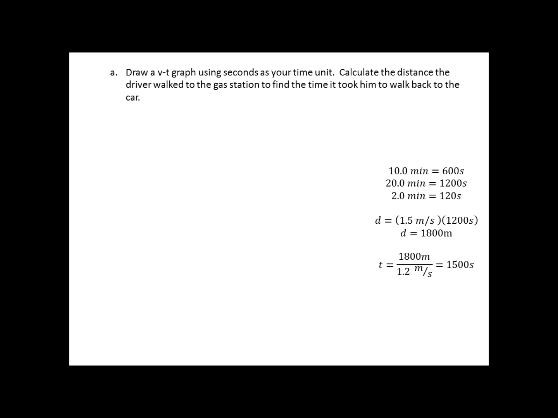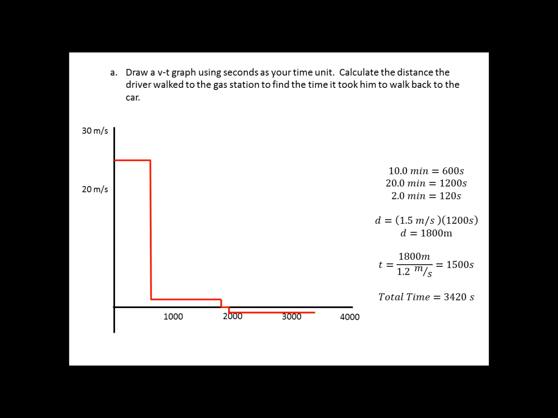So now we're all set to make this velocity time graph using our velocities and our new times here. We should end up with a total time of 3,420 seconds. Really simply, I just added up all the times. So we see our first chunk of this velocity time graph is very high. He's driving. He's going 25 meters per second at a constant velocity. So we have that first chunk of his motion. Didn't take that long. It was only 10 minutes, 600 seconds.